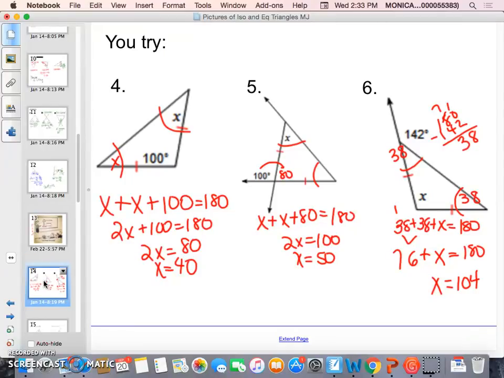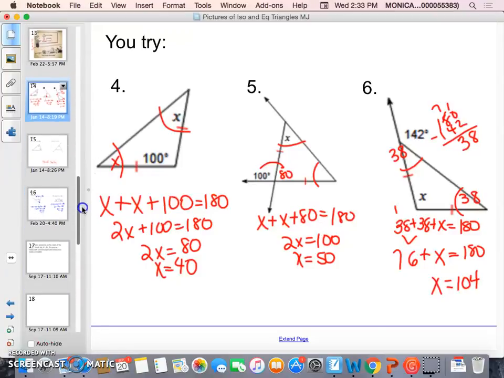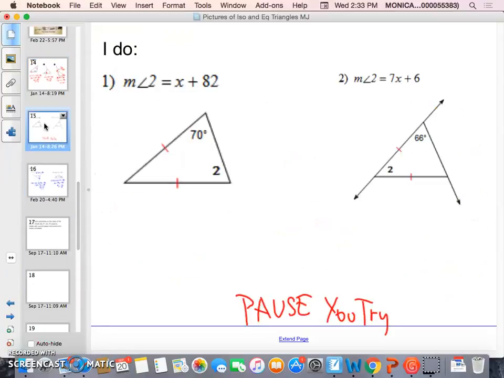So if you didn't pause the video before, you're going to have to pause the video now so that you can check your work. I'm moving on. All right, let's do a couple more together. These are a little bit more complicated. If you haven't noticed, every time we're just adding another dimension of difficulty to these problems.